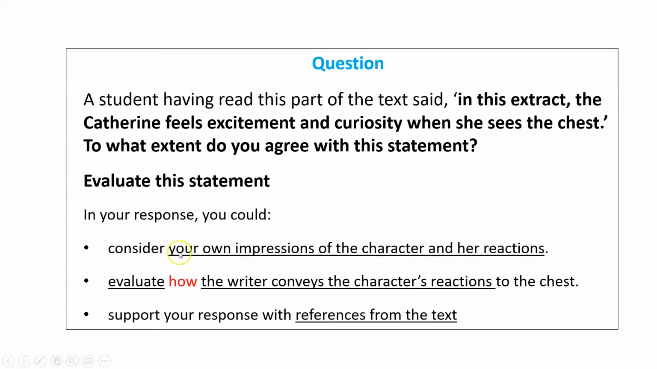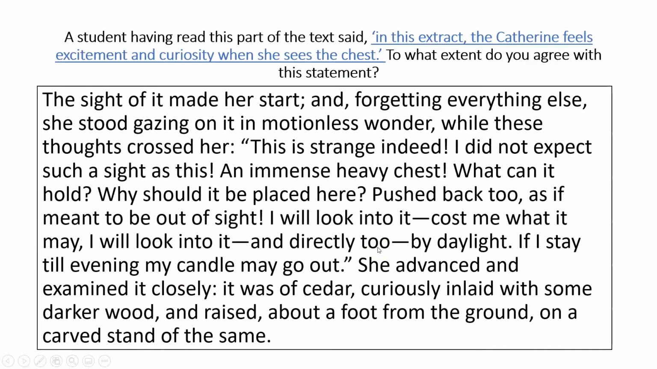In your response, you could consider your own impressions of the character and her reactions. You could evaluate how the writer conveys these reactions, the character's reactions, and of course, you've got to give your references. Now, guys, when they say to you, in your response, you could, please replace the word could with must. You must evaluate. You must give your own impressions and viewpoints. You must talk about the writer's methods, remember. Okay? Now, here's the extract.